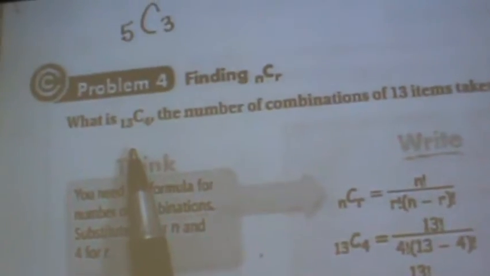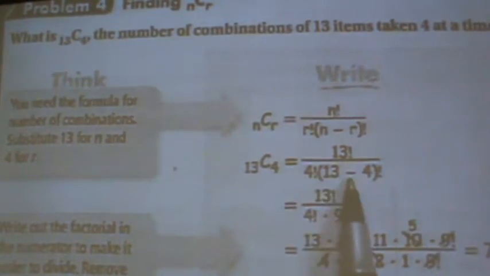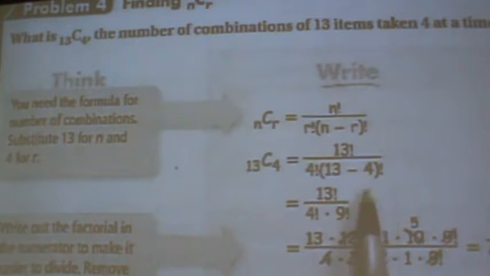So here's another example. The number of combinations of 13 items taken 4 at a time. Order does not matter in this case. So it'd be 13 factorial over 4 factorial times the difference of 13 minus 4, so 9 factorial. So here it is long ways. You get 715 for an answer.